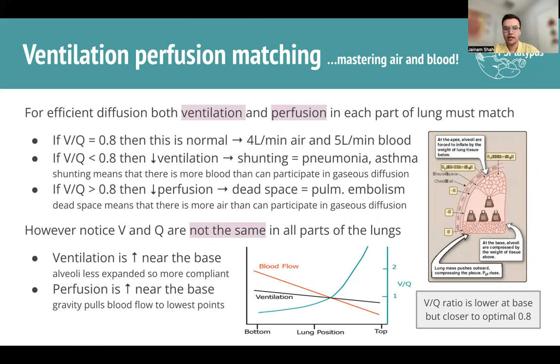So it's the opposite. In this case, we've got more air than can participate in gaseous diffusion. Okay, so I could be breathing in a huge amount of oxygen, but if I don't have enough blood to carry it, what's the point, right? It's like hitting a brick wall. Nothing's going to get past because I don't have enough stuff to carry that oxygen through to my body. So that can include things like pulmonary embolism, where you've got something actually preventing you from taking in the correct amount of oxygen because you've got a blood clot in the arteries.